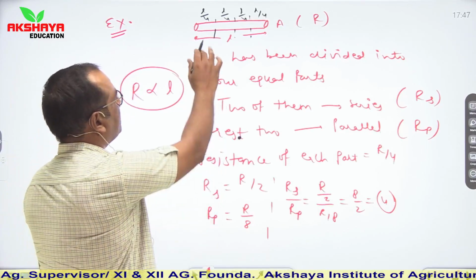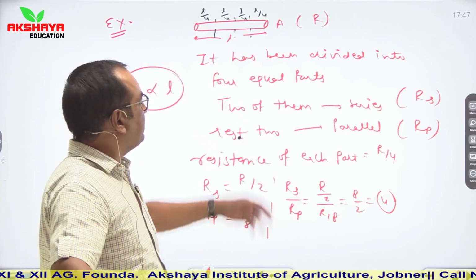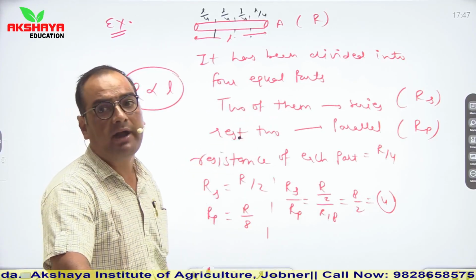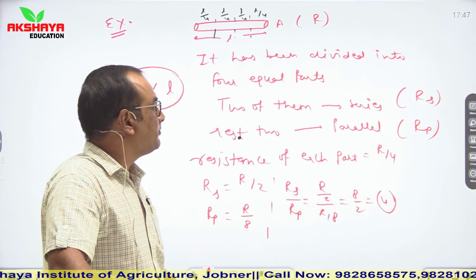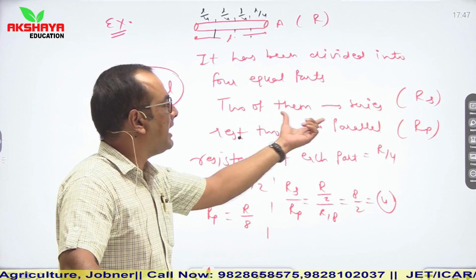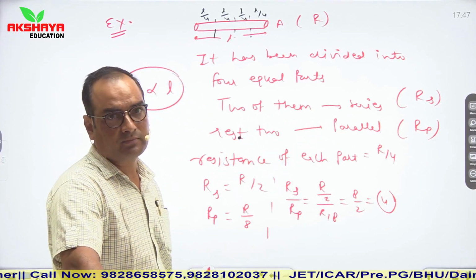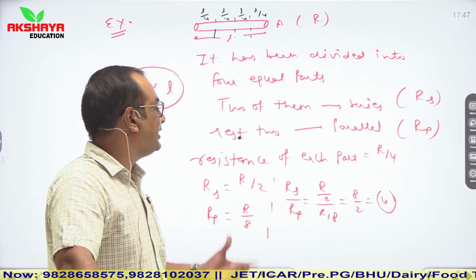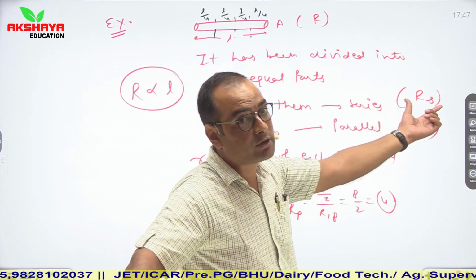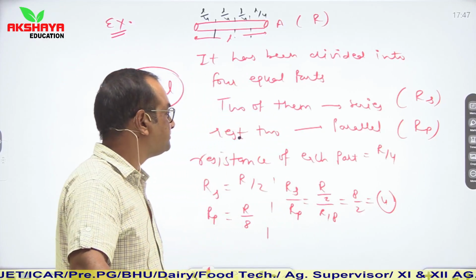Let us say we are given a wire of length L and area of cross section A, and this wire has been divided into four equal parts. After dividing it into four equal parts, two of them are connected in series and the rest two are connected in parallel. So we have to find the ratio of RS and RP. Here RS is the equivalent resistance of the series combination and RP is the equivalent resistance of the parallel combination.